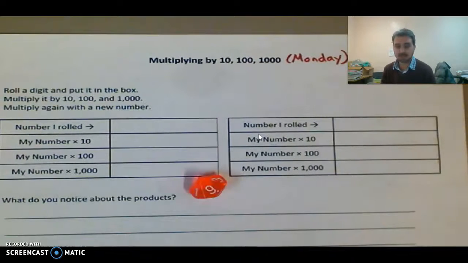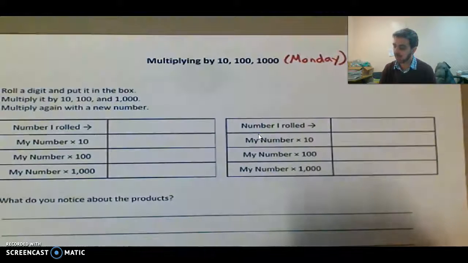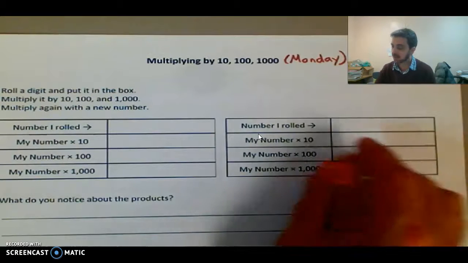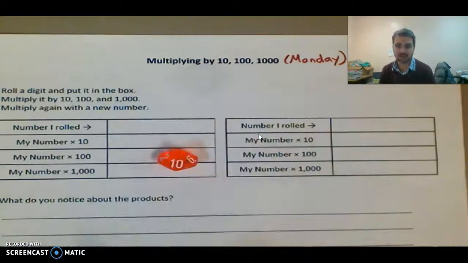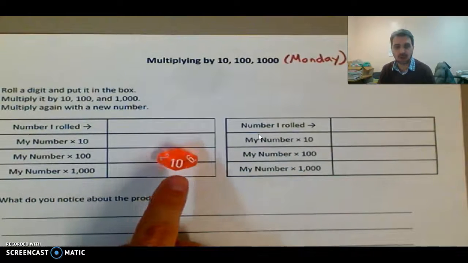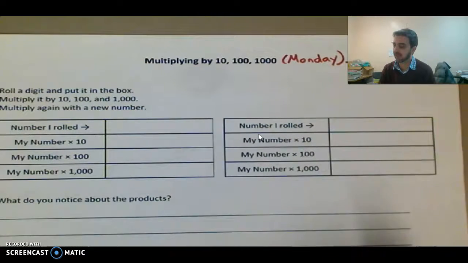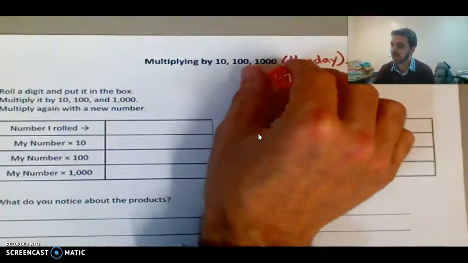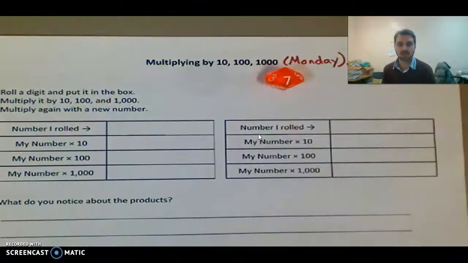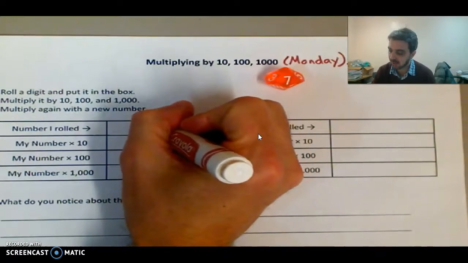You take out one of your dice, all right, and you roll it. And if you get a 10, ignore it, because we're doing single digits. That has two digits, a 1 and a 0, okay? So I'm going to roll it again. I'm glad I did that just to show you. So I got a 7. So I would put my 7 here, okay?